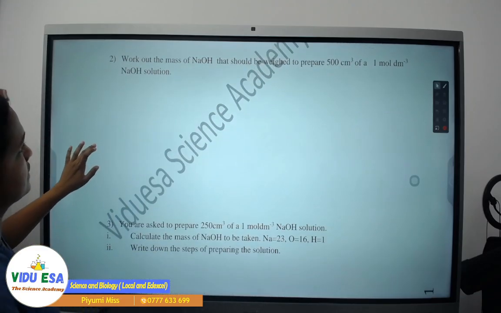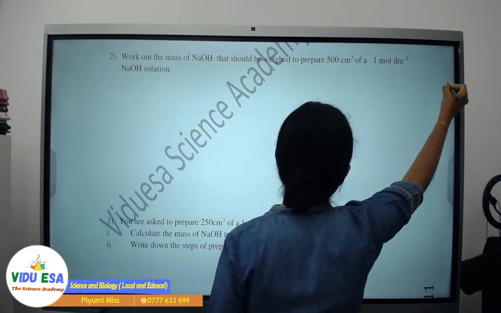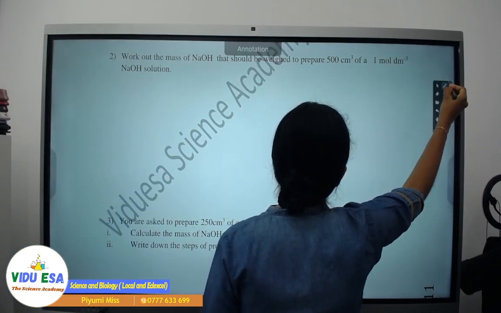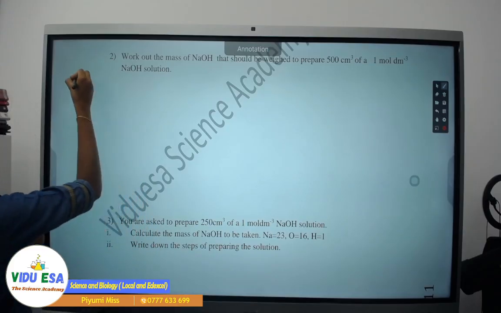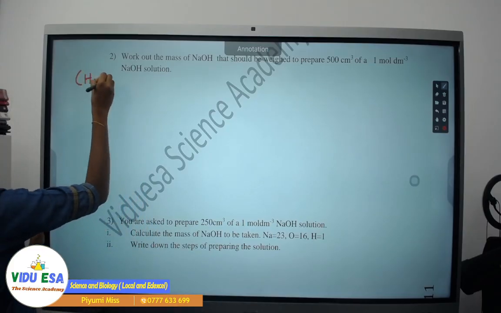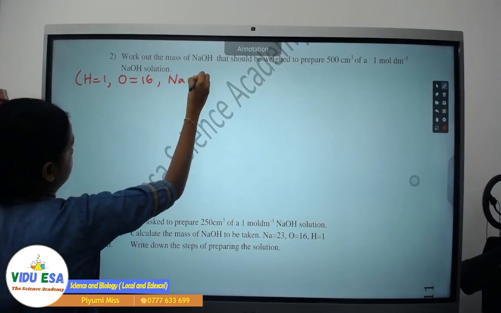Work out the mass of sodium hydroxide that should be weighed to prepare 500 cubic centimeters of 1 mole per cubic decimeter sodium hydroxide solution. Hydrogen equals 1, oxygen equals 16, sodium equals 23.